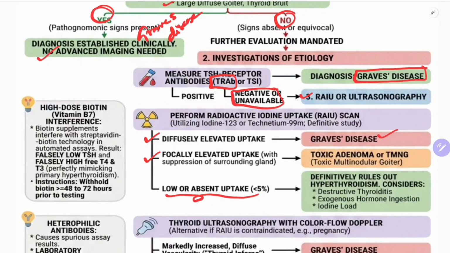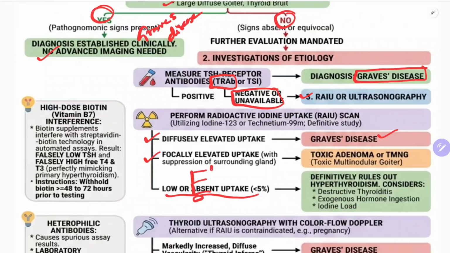That means if there is low or absent uptake on radioactive iodine, first we are excluding Graves' disease. Then we are coming to toxic nodular goiter, or it can be painless thyroiditis, postpartum thyroiditis, or viral thyroiditis. There also you will have an enlarged thyroid gland. So if it is low or absent uptake, that means it is destructive thyroiditis. So the causes can be 3 now. What are the 3 causes?